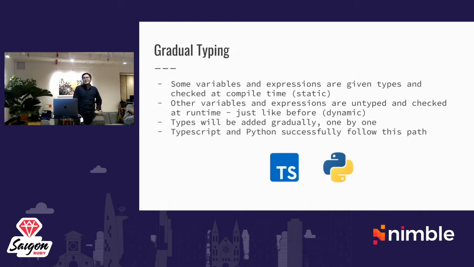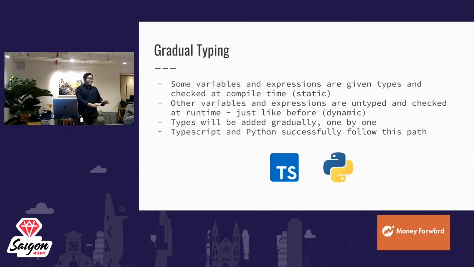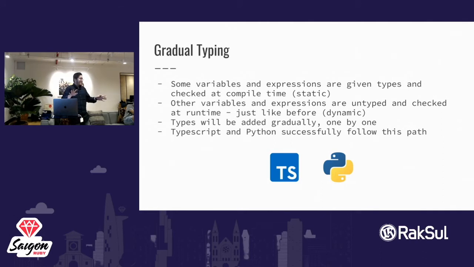So, what is gradual typing? It means that at the same time, we allow some variables, expressions, or classes to have a type, and we also allow other things to be untyped. It means that we have a type system and an untyped system coexisting at the same time.